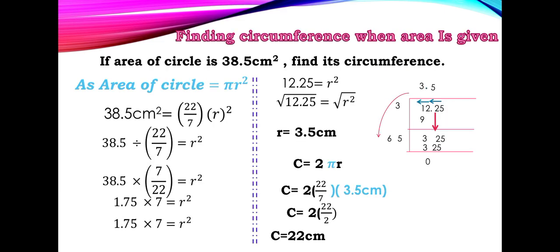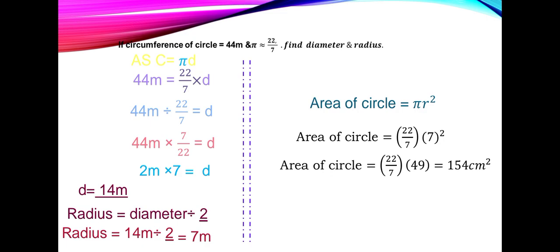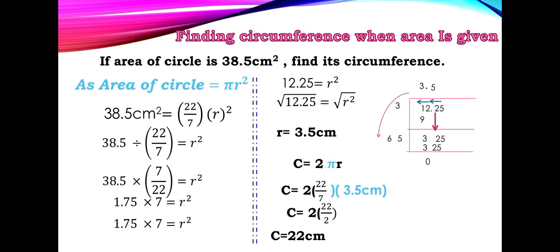And then, finding circumference when area is given. If the area of a circle is 38.5 centimeter square, find the circumference. For finding the circumference in this type of question, area of circle is equal to pi r square, so 38.5 centimeter square is equal to 22 over 7 times r square. So 38.5 centimeter square divided by 22 over 7 equals r square.